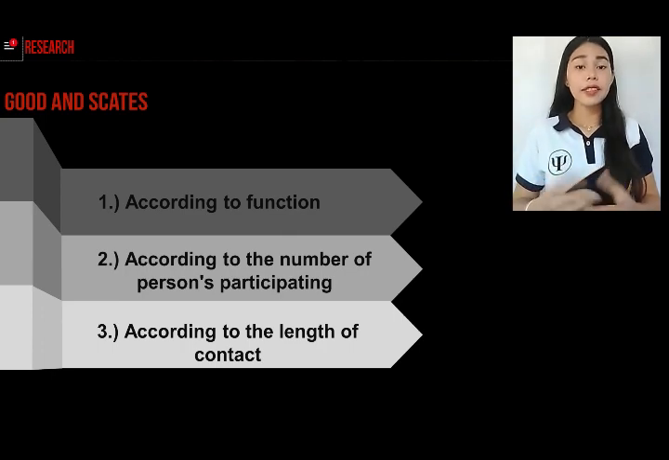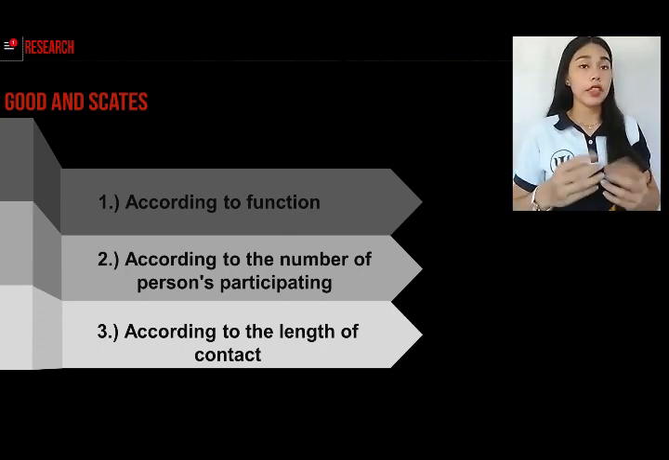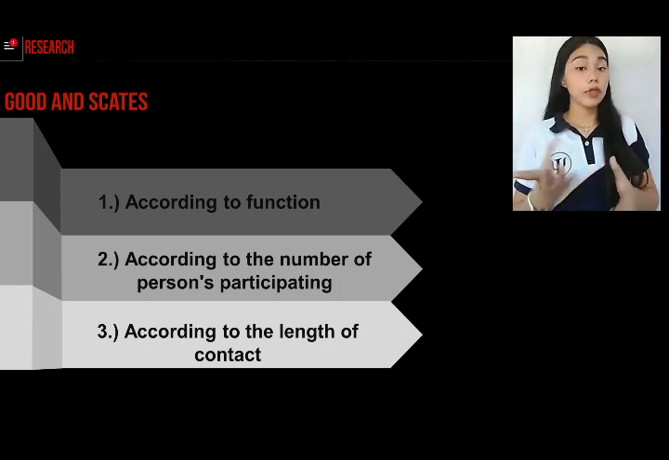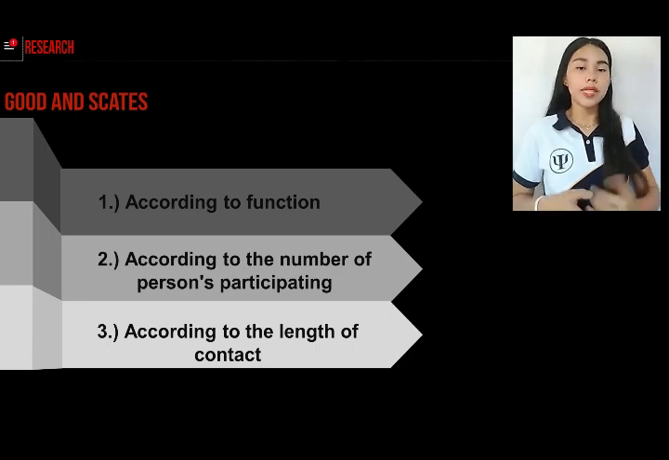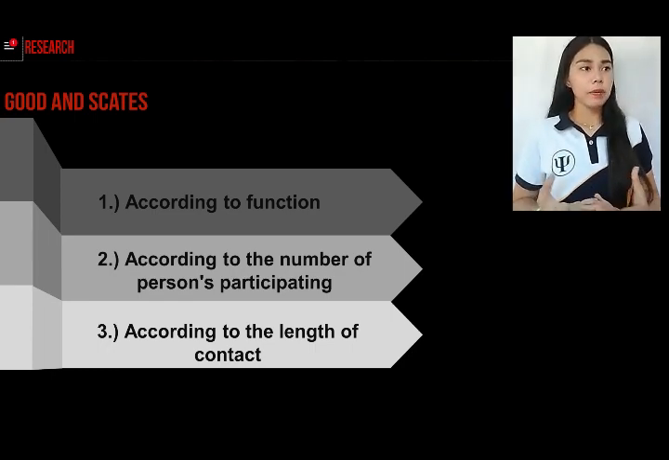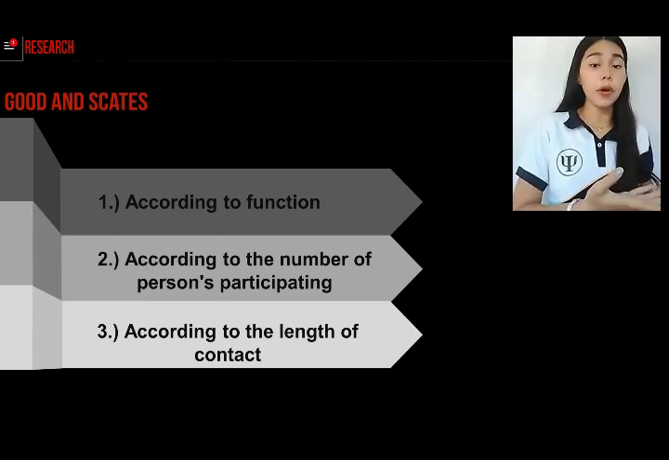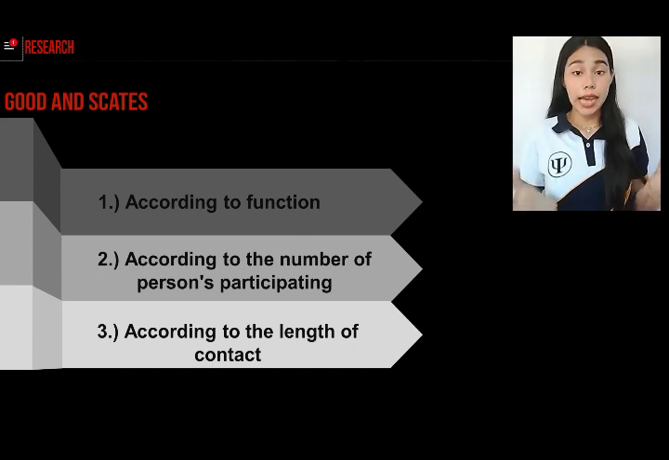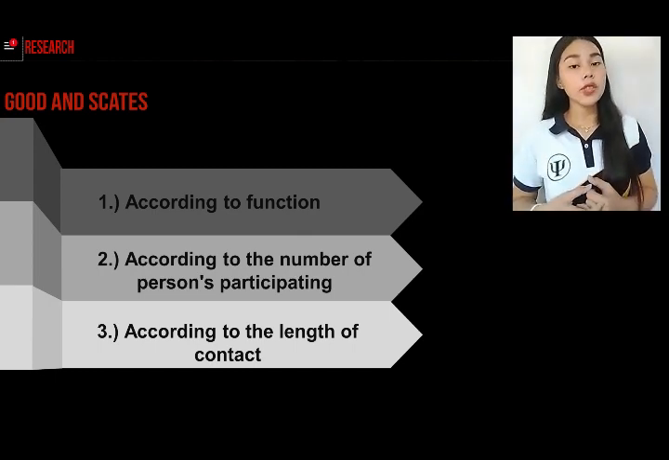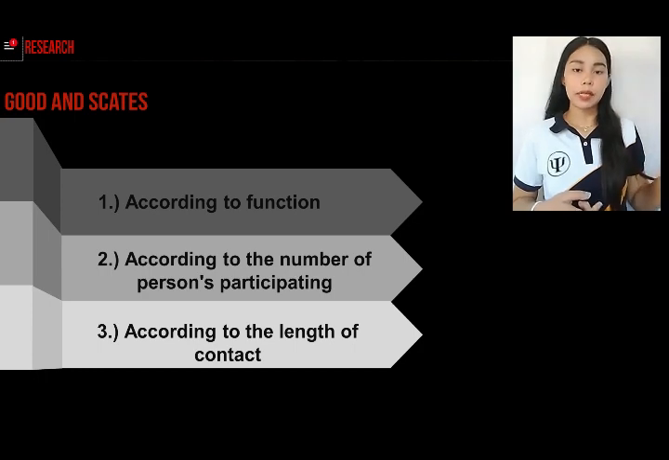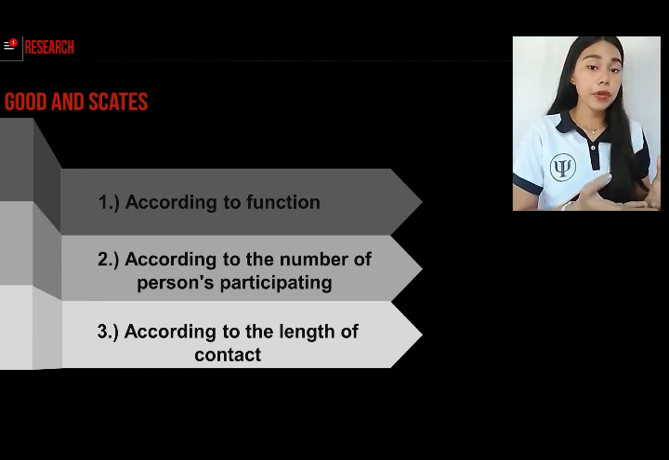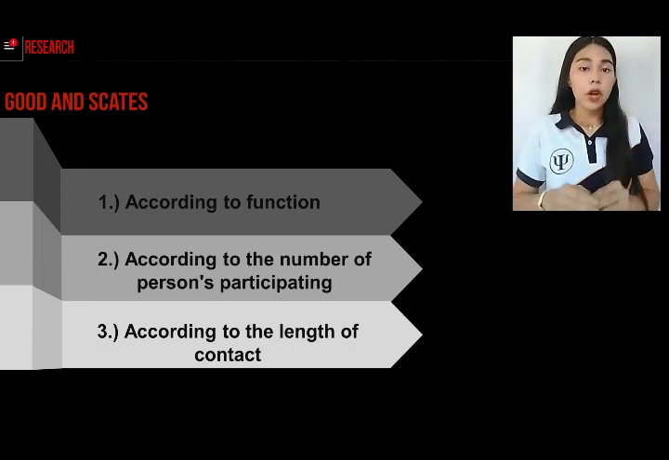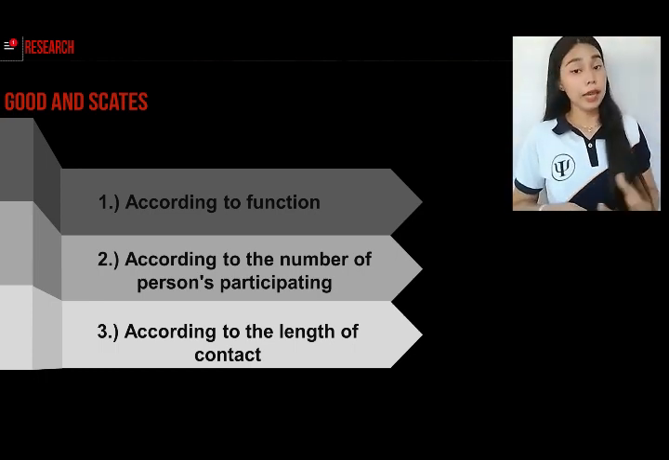On the other hand, Good and Scates also propose their point of view about the classification of interview. There are four. First is according to function. When we say according to function, it could be diagnostic interview, treatment interview, research interview, or it could be for gathering research data in general. The second is according to the number of persons participating. It could be individual interview, group interview, or persons who are being interviewed simultaneously by the same interviewer.